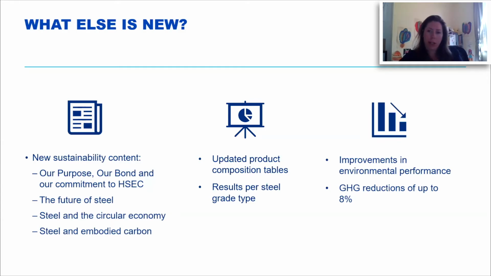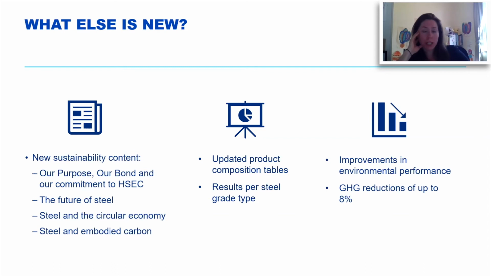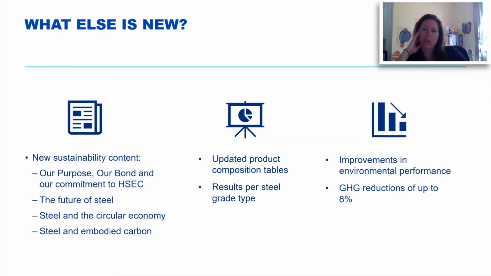And then because it was an update, we were also able to do a comparison of our results with the previous results. It was complicated by the fact that we did do the splitting up by grades, but we were able to compare the new average with the old average and make sure that all our claims stood. And very pleasingly, we were able to demonstrate decreases across most indicators, and the one that most of our stakeholders are interested in, the all-important global warming potential, with GHG reductions of up to 8%.